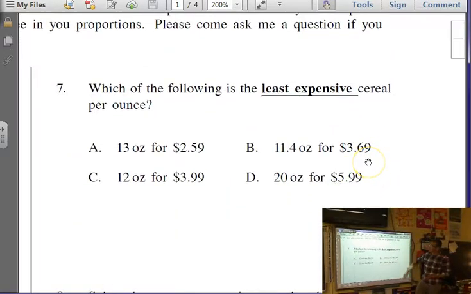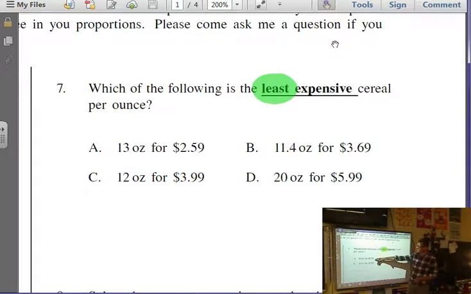We come up here to 7, the trap door that might have got a few of you guys, is that this is looking for least expensive, where question 6 was looking for most expensive. So be careful that we carefully read every problem. So again, we're going to do dollars divided by ounces. So here we do 259 divided by 13 ounces. That will give us 0.199. And we could go on if we wanted to.